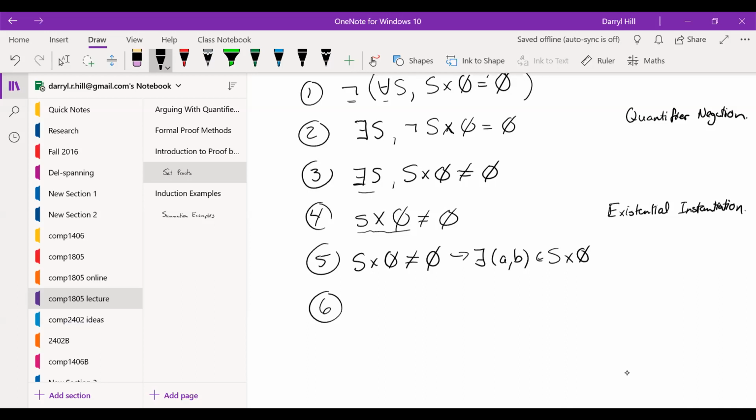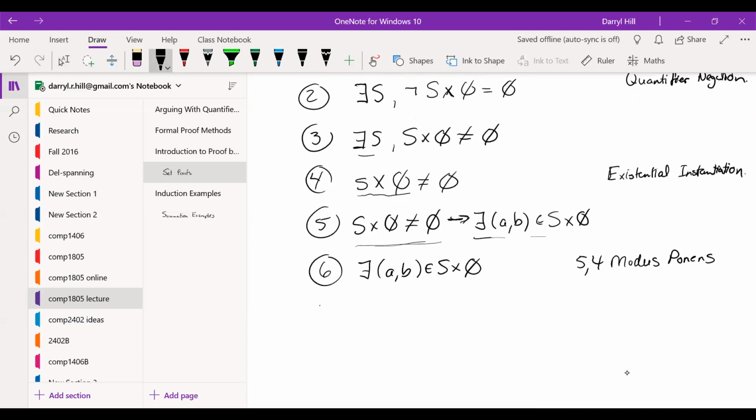So I'm playing a little bit loose here. We are normally very strict when we do these kinds of proofs, but I'm just plugging in the definition, or an alternate representation, of this expression. So now we could say there exists a B element of the Cartesian product, and that is modus ponens on 4 and 5. And then we can again use existential instantiation.